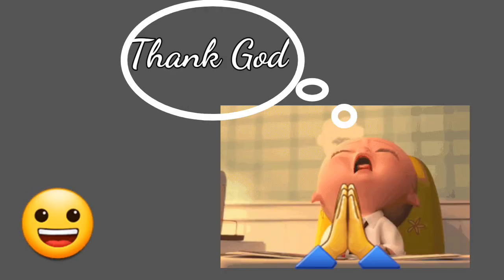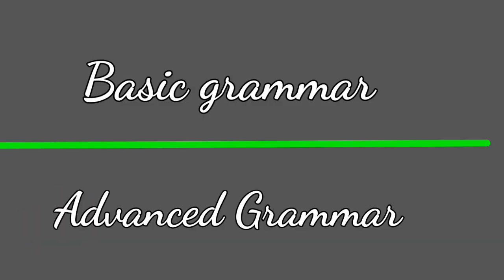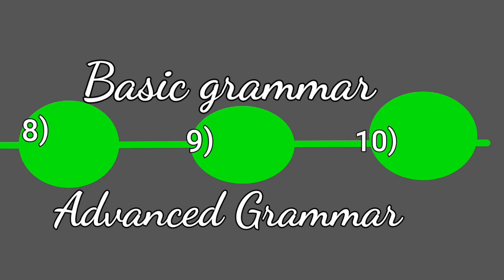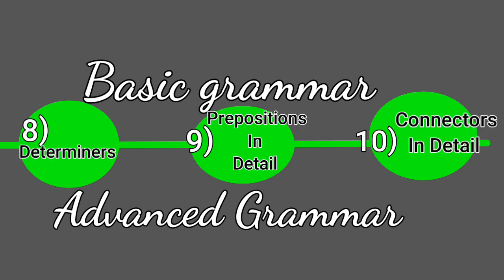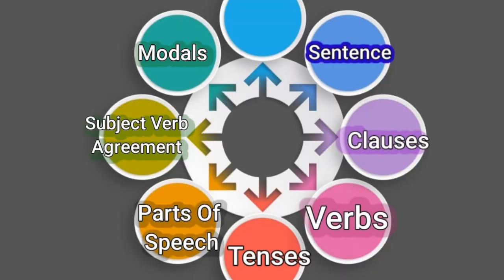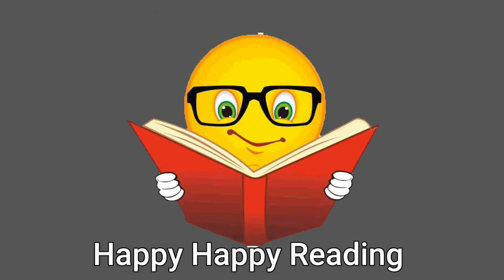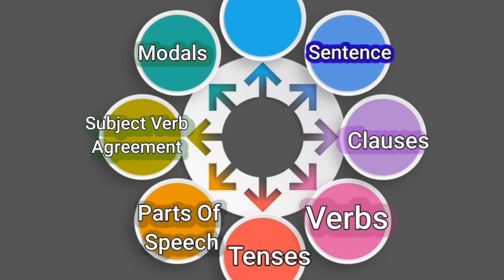So, this is the end of the list in basic grammar. The next three topics are on the margin that separates basic from the advanced grammar. The 8th, 9th and 10th points are determiners, preposition, conjunction. Hope the series helped you, and now onwards you'll not freak whenever you open your grammar book. Till then, prepare your 7 topics, then these 3.